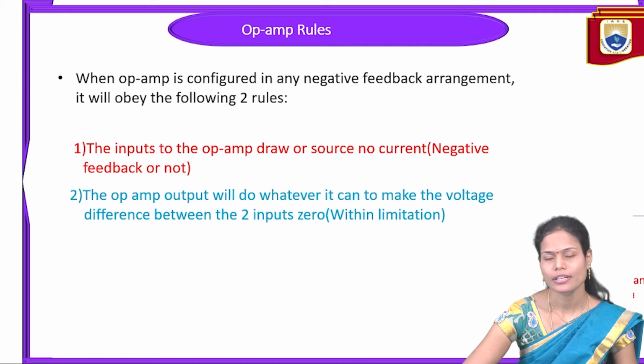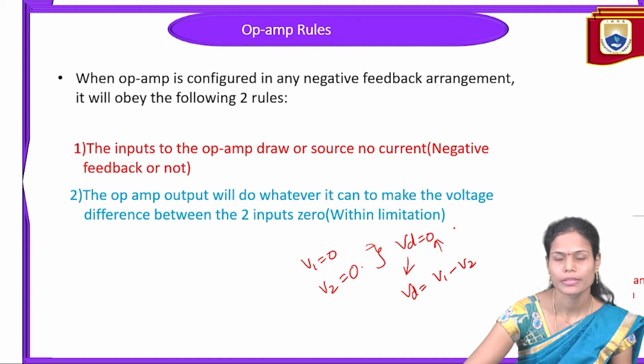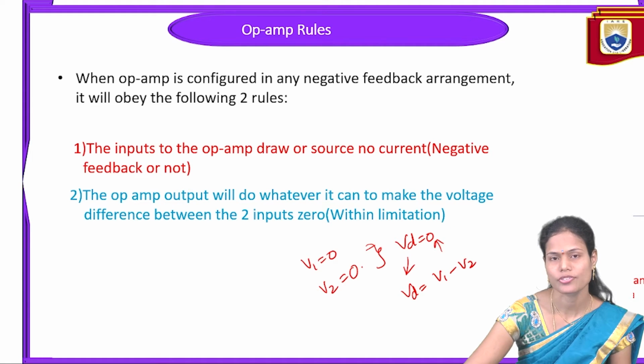Coming to the second rule, to maintain the differential voltage at zero, we always have to maintain the two input voltages V1 and V2 equal, so that Vd equals V1 minus V2 equals zero. To make this differential voltage zero, we may make some variations or changes in the circuit. But these two rules are very important to design any practical application of the operational amplifier.